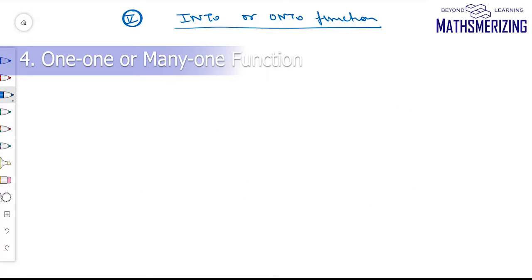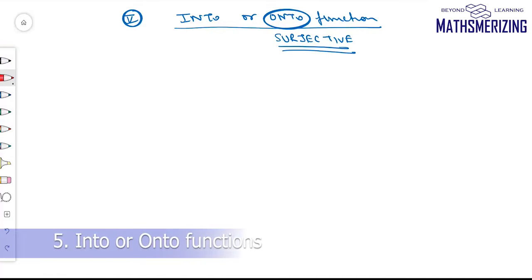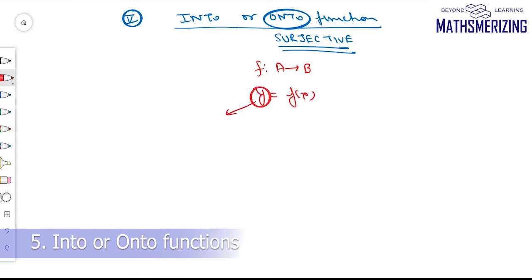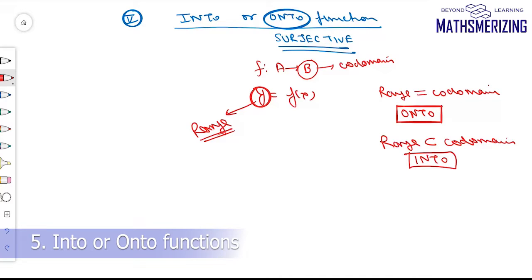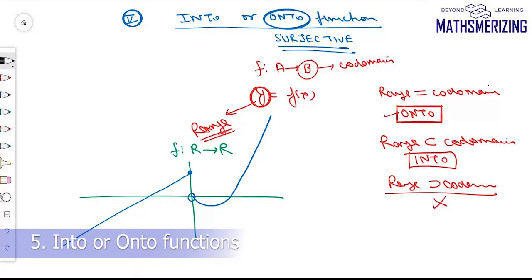Next, whether the graph is an into function or an onto function, and onto functions are also called surjective functions. Now this one is pretty simple. You'll be given a function which is defined from A to B. Now find the range of this function. We have already studied how to find range from the graph. Now compare this range with the codomain. If the range is equal to codomain, then the function is an onto function. If range is unequal to codomain, or if range is a subset of codomain, then basically it is an into function. If range is a superset of codomain, then it is not a function. Now say for example, I need to say whether this function is an into function or an onto function.